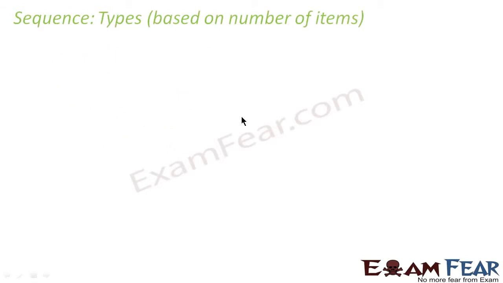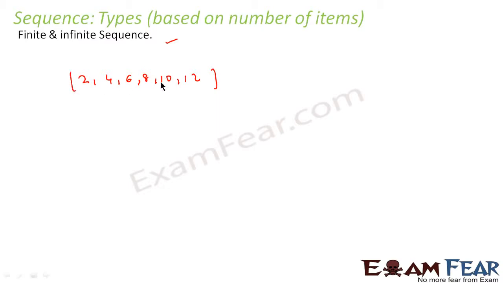We'll now see sequence types based on number of items. Based on number of items, we have finite and infinite sequence. If we say that the sequence is finite, that means it has a definite number of elements. For example, the sequence 2, 4, 6, 8, 10, 12. It starts with 2, ends with 12, and the difference is always 2. The number of items is 1, 2, 3, 4, 5, 6. So there are 6 items.